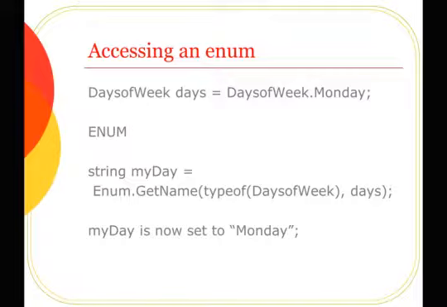So there is an enum item object you can use. It's some static objects. We talked about static objects with strings. The one that you will mostly use is get name. So you have to pass it a type, which means you have to get the type. In this case, we're using the enum day of week, and we get the day of week type, and then we pass it our value. In this case, it's days. So now the string my day is now set to Monday.